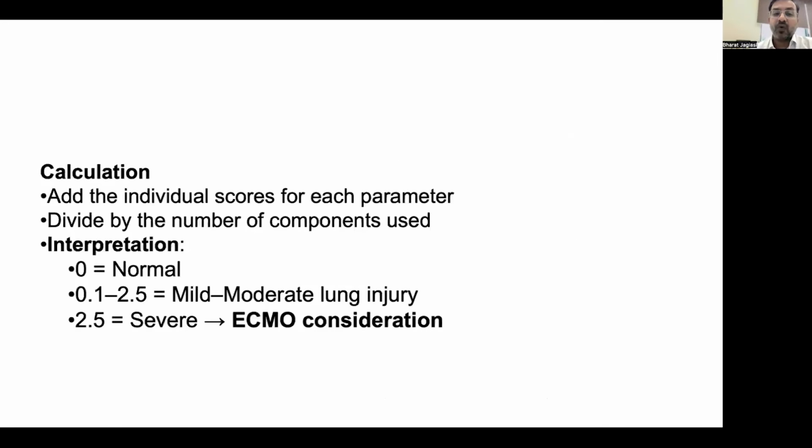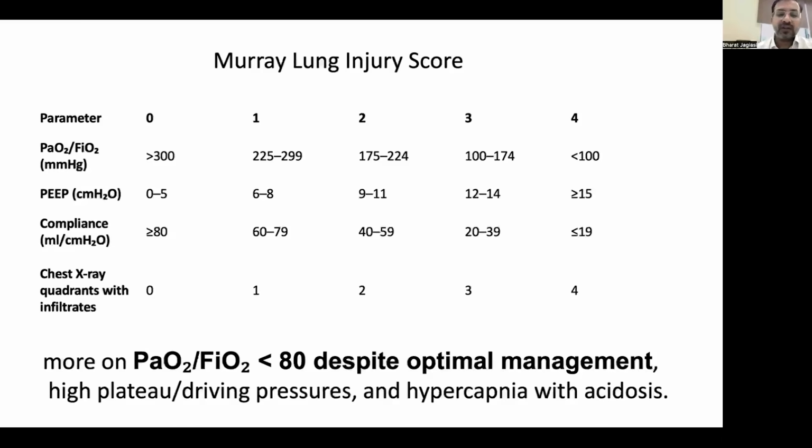So add the individual scores of each parameter and divide it by the number of components we have used. When the Murray score is more than 2.4, we consider it for ECMO. Even if we are not calculating the Murray lung score, consider ECMO for patients with a PF ratio less than 80 despite optimal management, high plateau pressures and high driving pressures, and hypercapnia with acidosis.